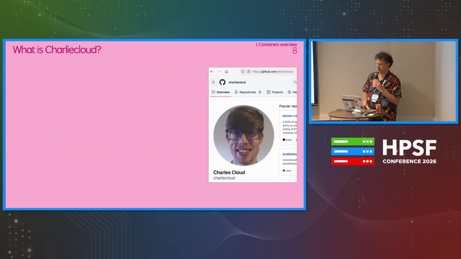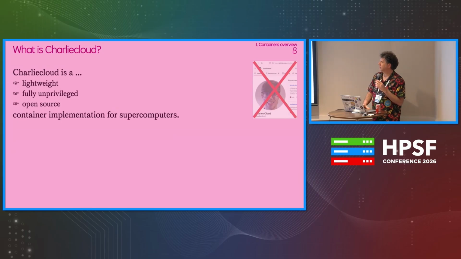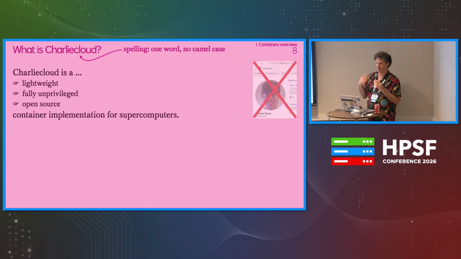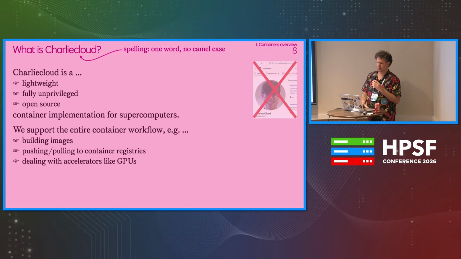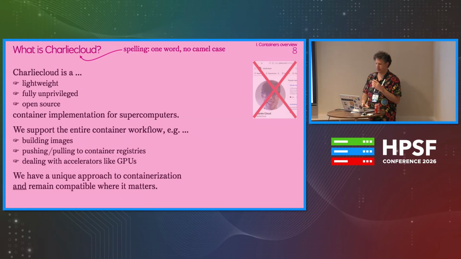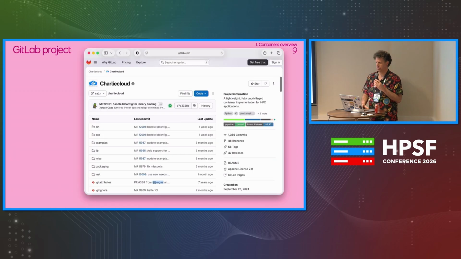So then what is Charliecloud? It's not this guy. It's a lightweight, fully unprivileged open source container implementation for supercomputers, right? There's one capital C. It's one word. There's no camel case. I just mentioned that because it's really easy to misspell, as I've discovered. We do support the entire container workflow, so building, pushing, pulling. We can help you deal with accelerators, proprietary interconnects also fall into that area. And I mentioned we have a unique approach, but we do compatibility where it's important, as far as I can tell.